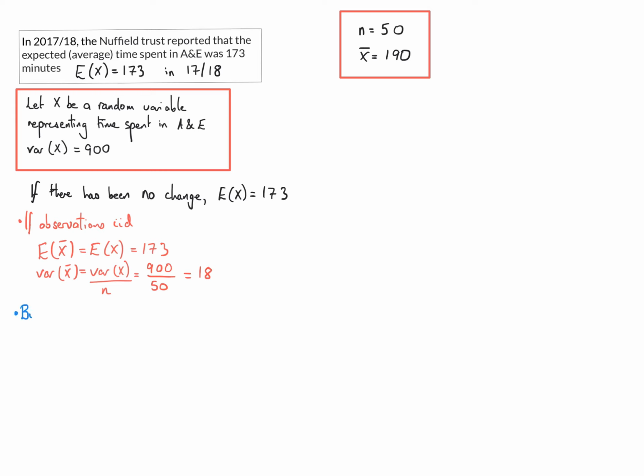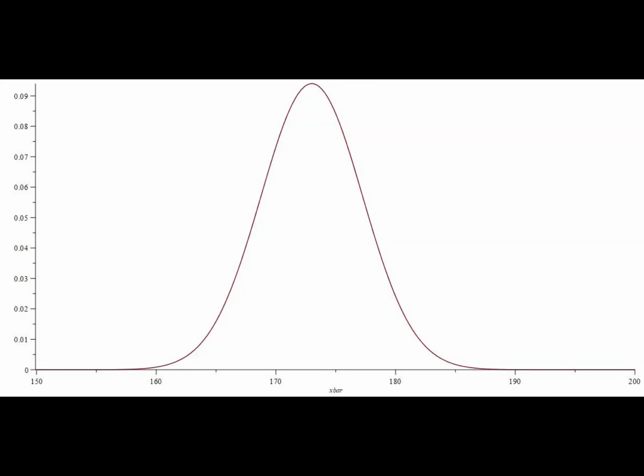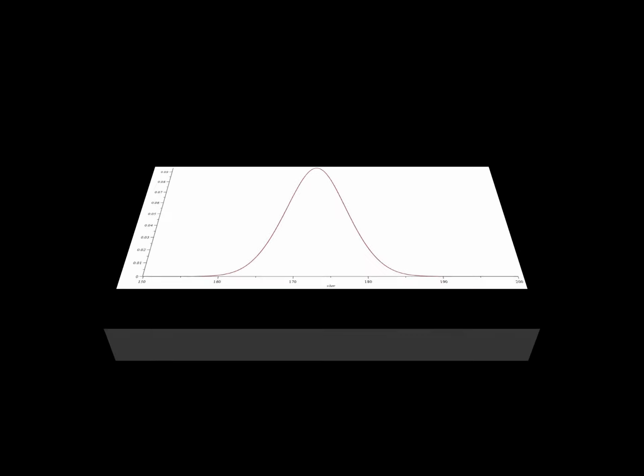Now the central limit theorem tells us that provided our sample is sufficiently large, and that means more than about 30, then any sample mean is going to be approximately normally distributed. So in this case we can define the sample mean as being normally distributed because we've got 50 observations with expected value 173 and variance 18. So our sample mean is going to be following this bell-shaped distribution centered on 173 with a variance equal to 18.